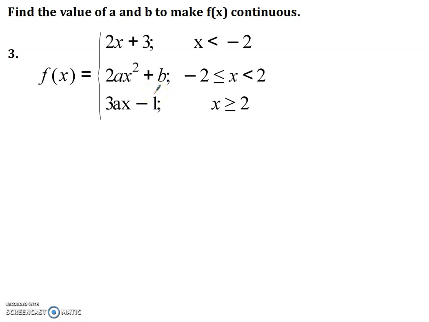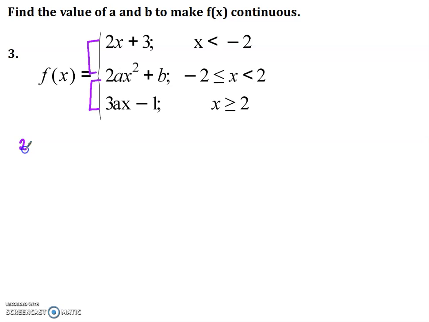So now we have a 3-part piecewise function. So what we're going to do is what we just did, but we're going to do it with the top 2 equations and plug in -2, and then we're going to do it with the bottom 2 equations and plug in +2. Okay, so you just plug in the number that the 2 equations share.